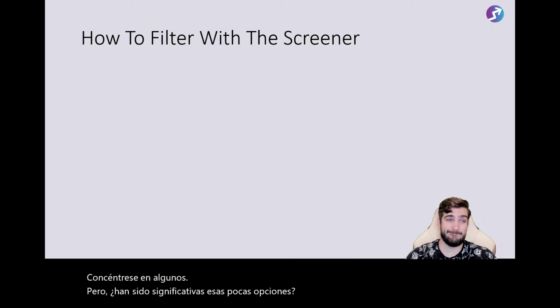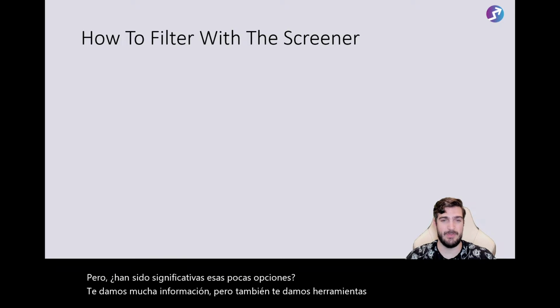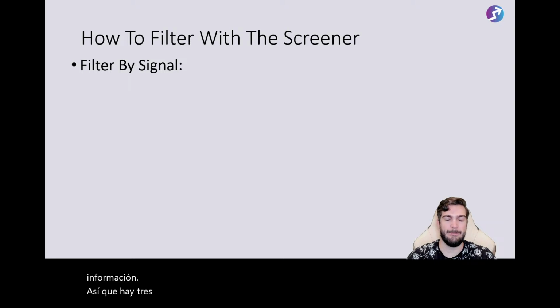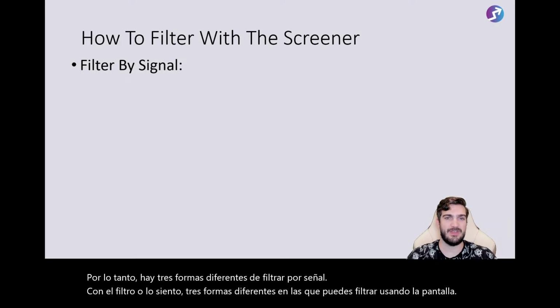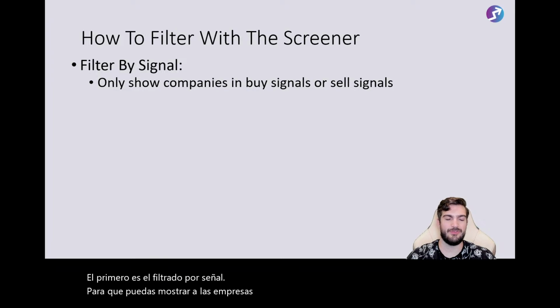Now, we give you a lot of information, but we also give you tools to be able to sort through that information. So, there are three different ways that you can filter using the screener. The first is filter by signal. So you can show companies that are only on buy signals or sell signals.